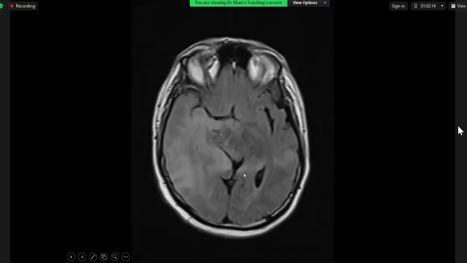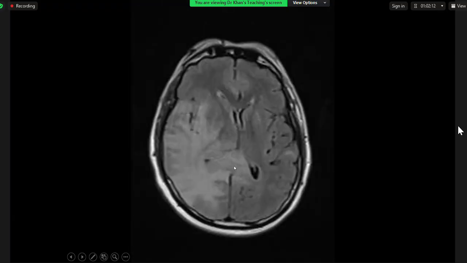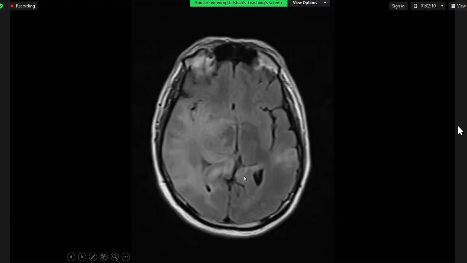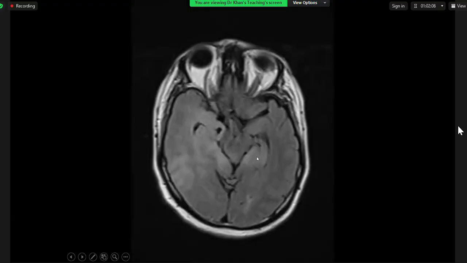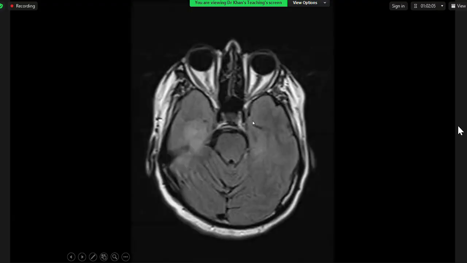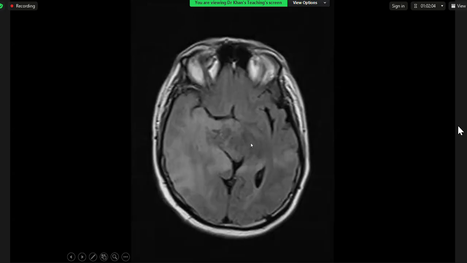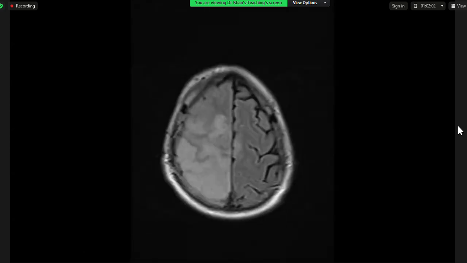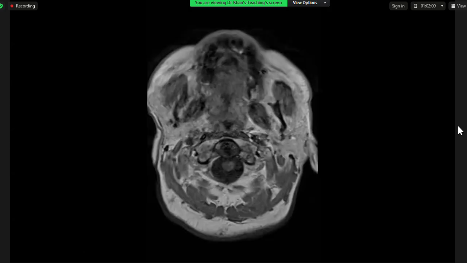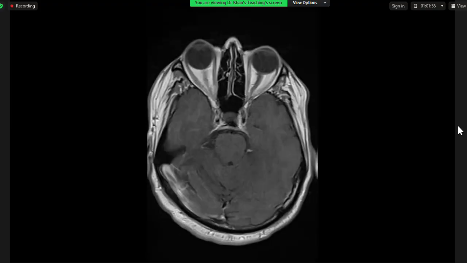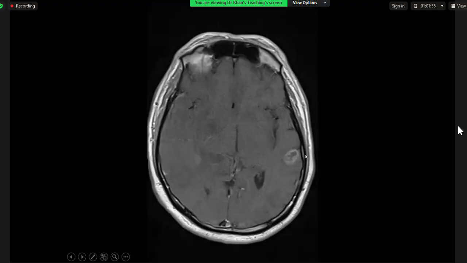Maybe here, you see how it is going. So from here, the corpus callosum, it is going here where I'm pointing. It goes here and goes into the temporal lobe. How infiltrative? It only took 3 months for that. And on post contrast, this is GBM.